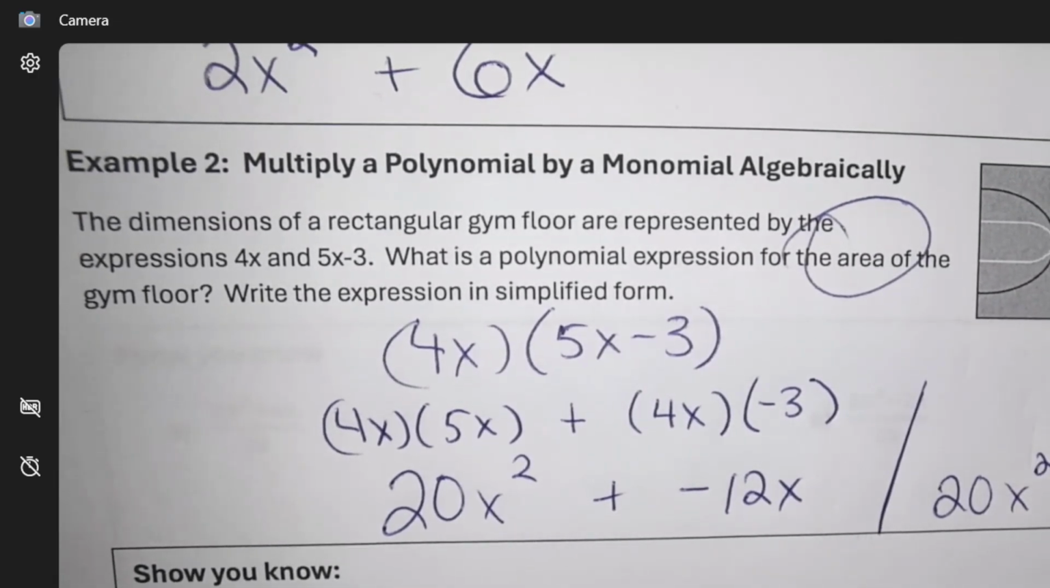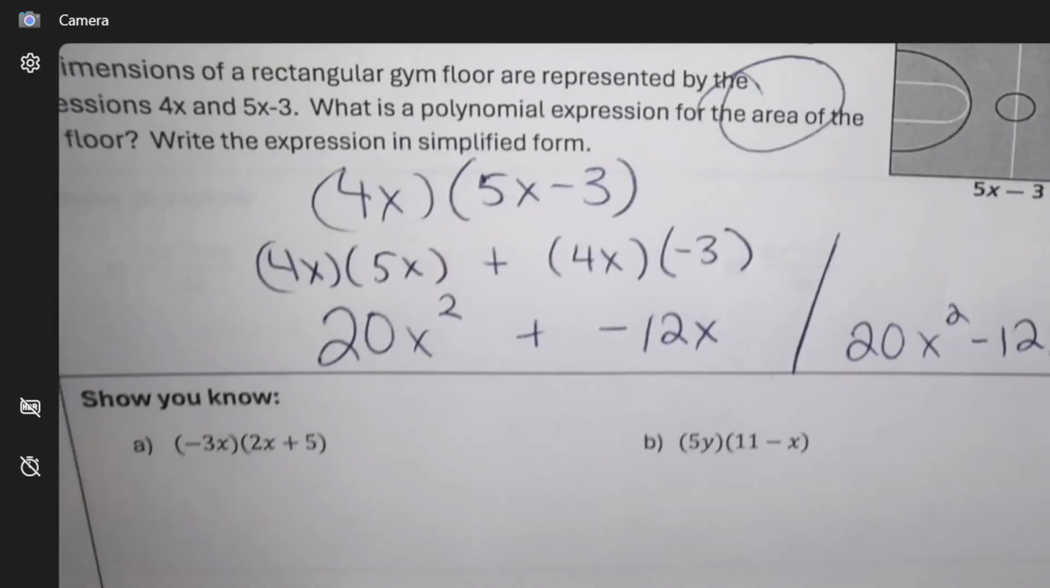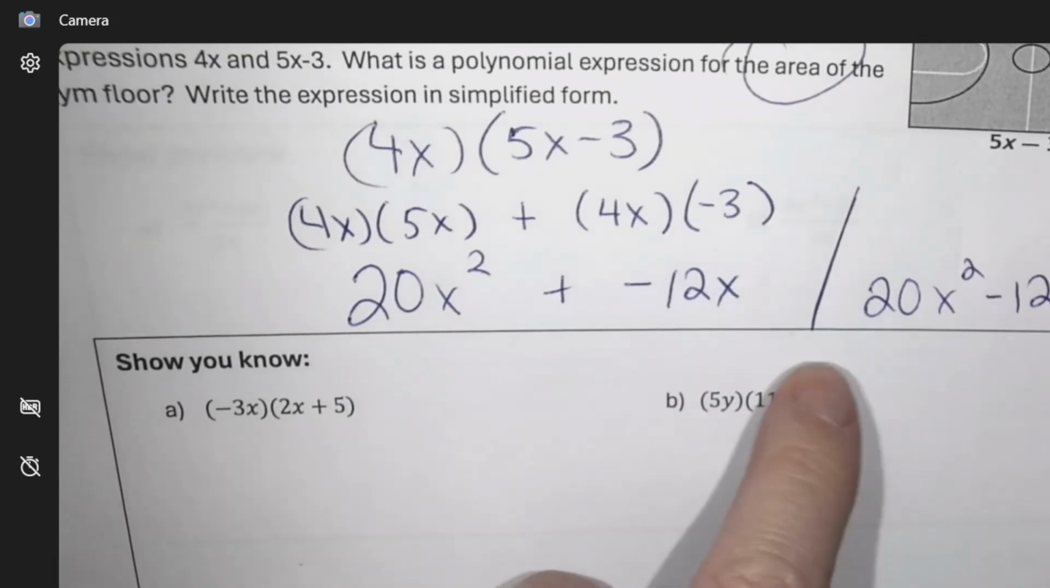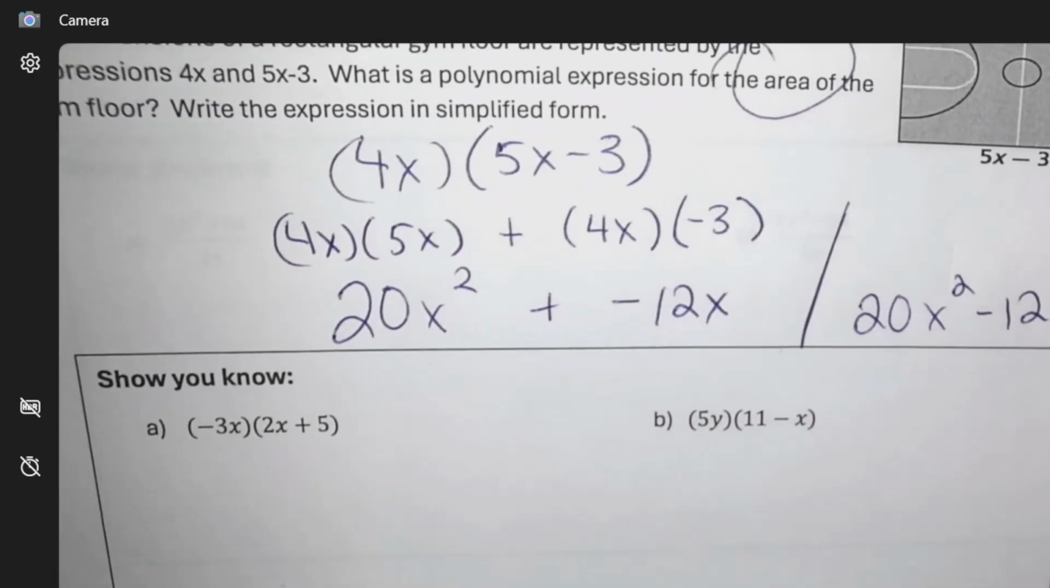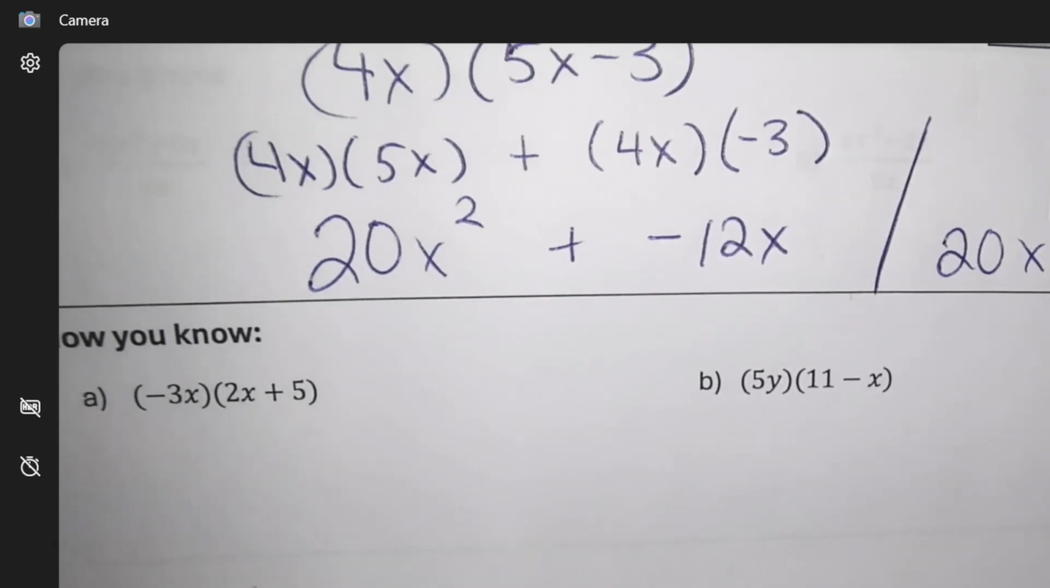So I am not going to be too particular in how you write it because these are both fine. So here, did you see I added the negative 12x? And here I just went subtract 12x because those mean the same thing. Okay, do you want to try 2 on your own?